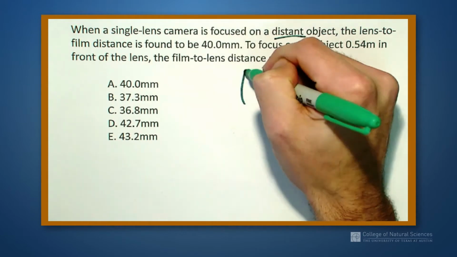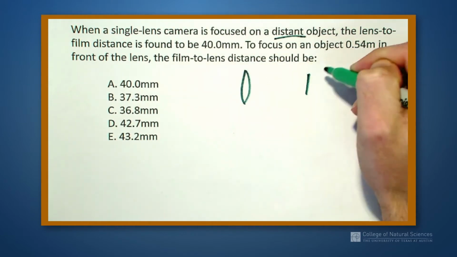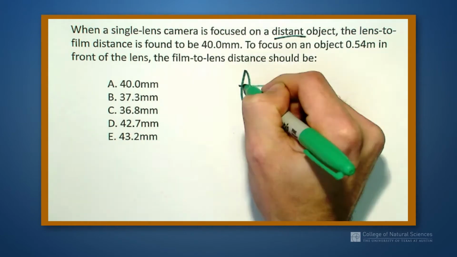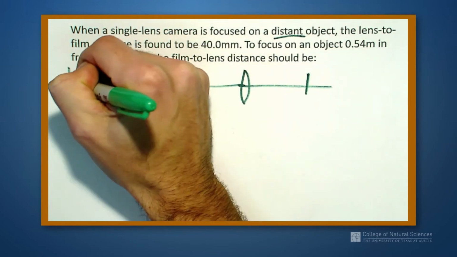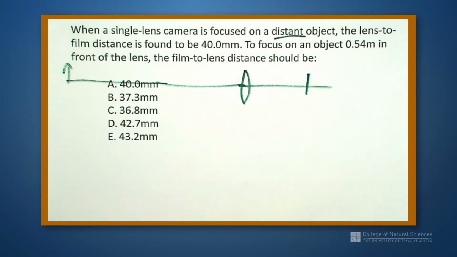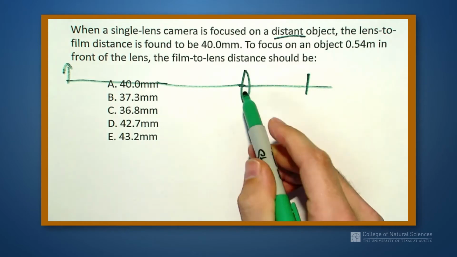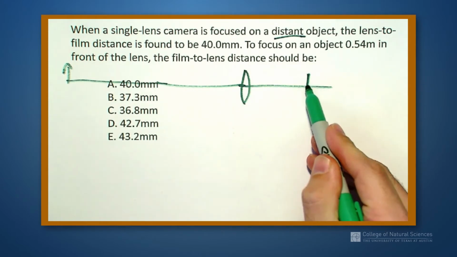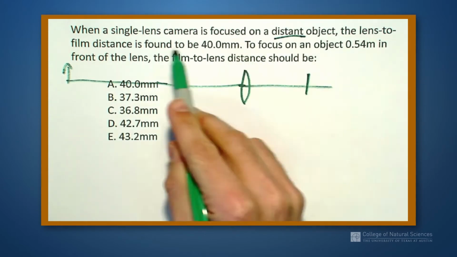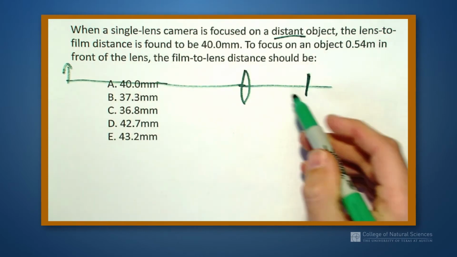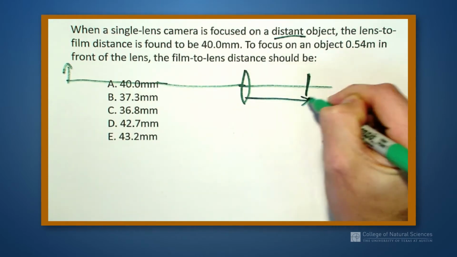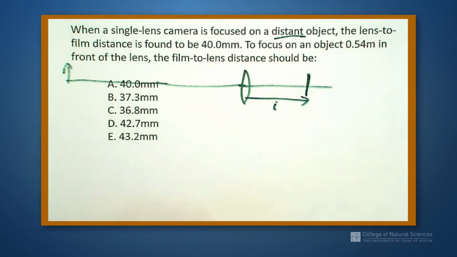So we have our camera. We're going to put our film at some distance behind the camera, and we're going to look at some very distant object. And we know that when we make an image on the film, this is actually going to be our image distance. So what they didn't tell us in this problem is the focal length of the lens.